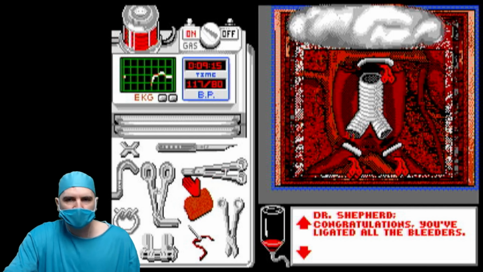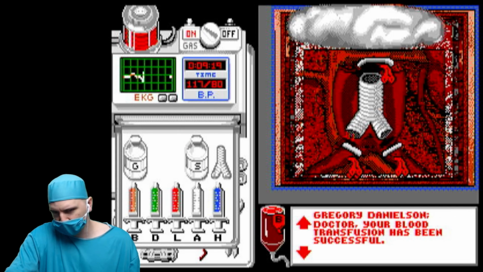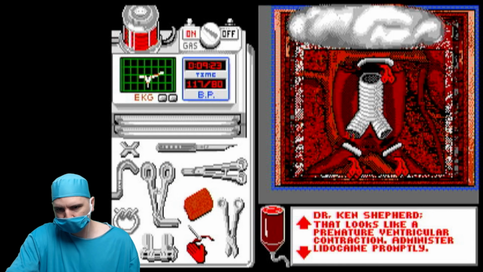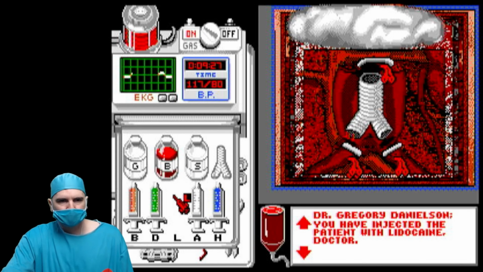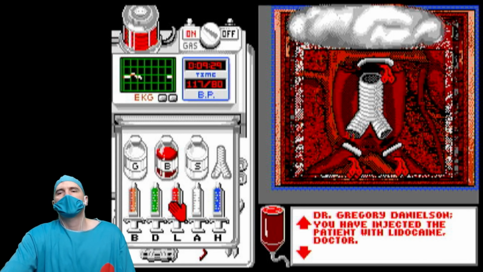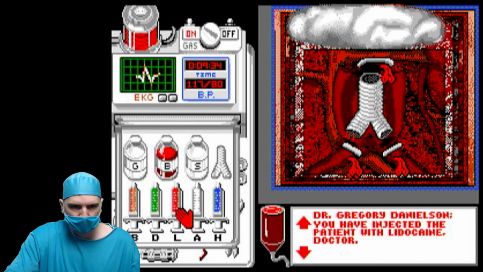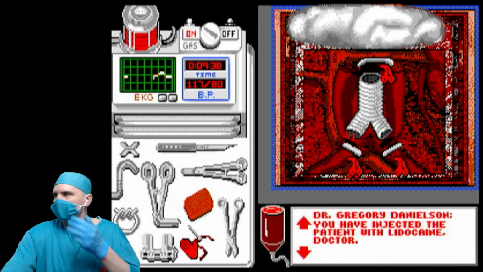But yes, blood's getting low, Jamie. Blood's getting very low. Let's put some more blood in the IV bottle. Doctor, your blood transfusion has been successful. Looks like a premature ventricular contraction. Yes, I see. Administer lidocaine promptly. You have injected the patient with lidocaine. Thank you, Gregory. Doctor, you might have just saved this patient's life. No problem. Okay, and my job. We do one's best. Where's my tea?